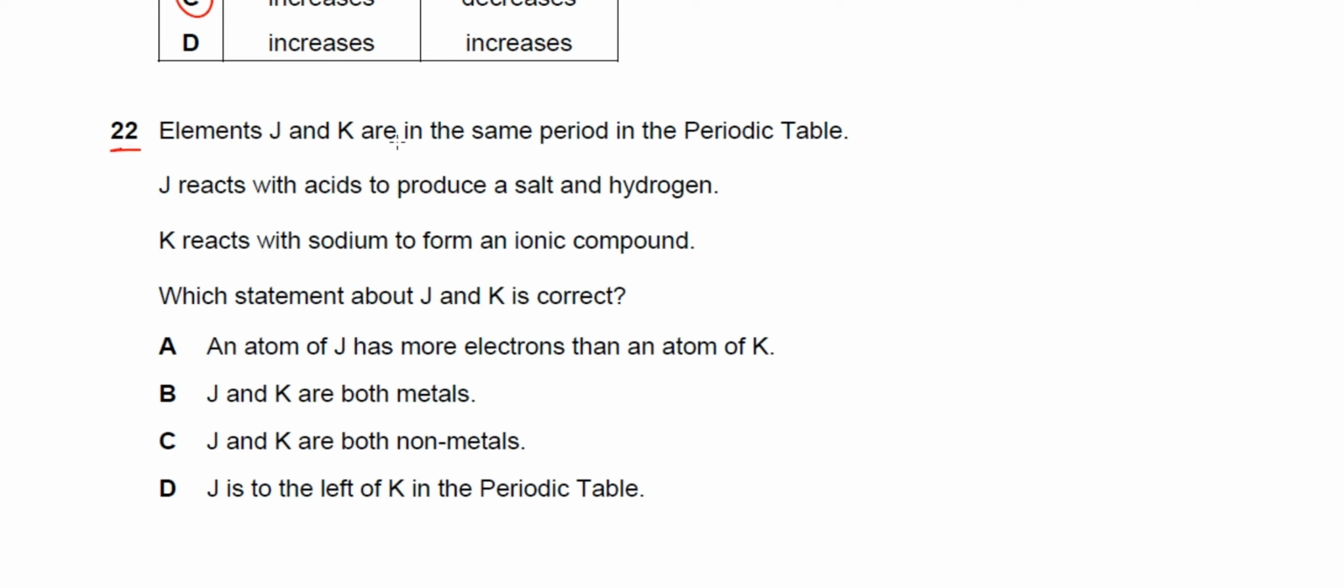Question 22. Elements J and K are in the same period of the periodic table. J reacts with acid to produce a salt and hydrogen. So remember, J is what? Definitely, if it is reacting with acid, it should be a metal, because a metal can easily react with acid to produce, like I am going to say, HCl. So it will give us metal chloride and hydrogen gas. Understood? So this should be a metal.